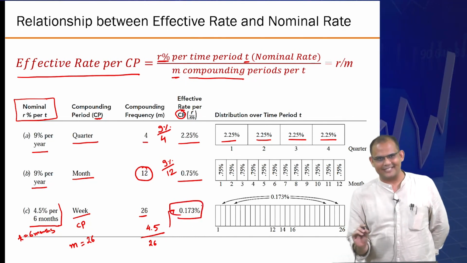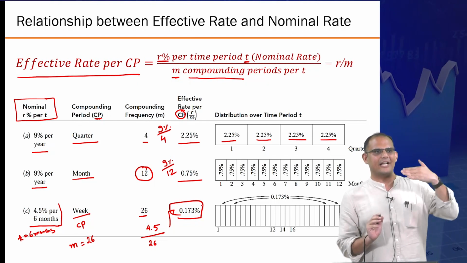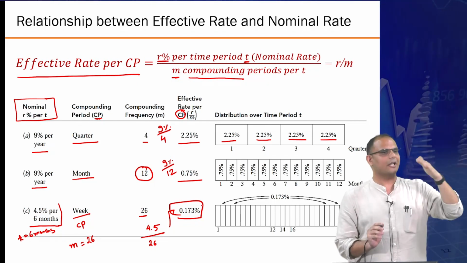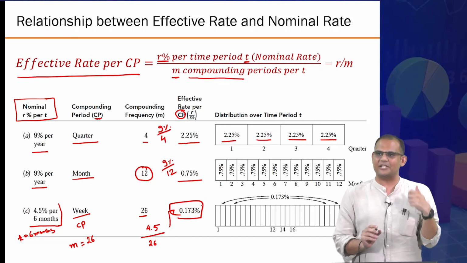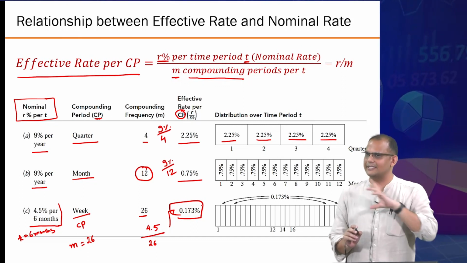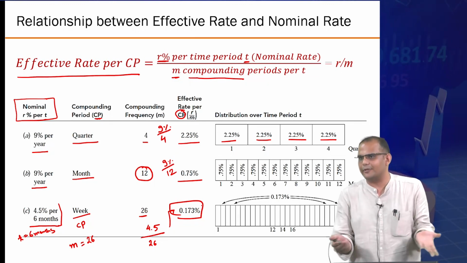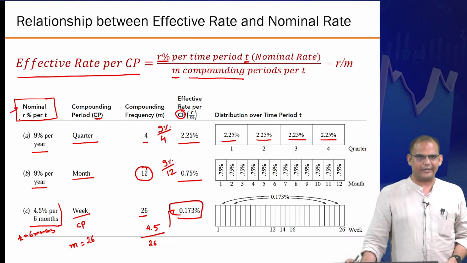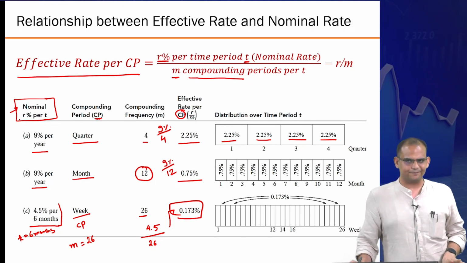So far with me, able to understand? We are always transforming a rate whose time period is mentioned at a higher level to the compounding period, in the case where t is greater than CP. If t is equal to CP, then you don't need to transform. And this is a nominal interest rate. Okay.